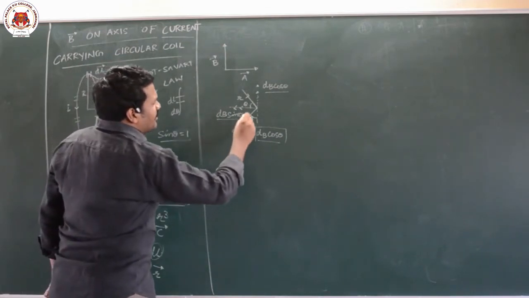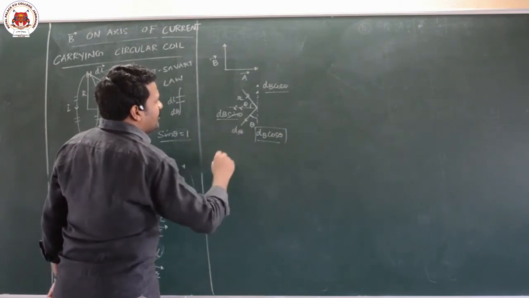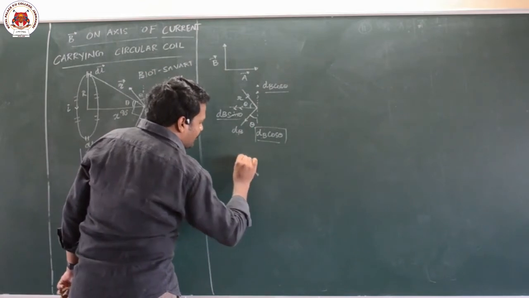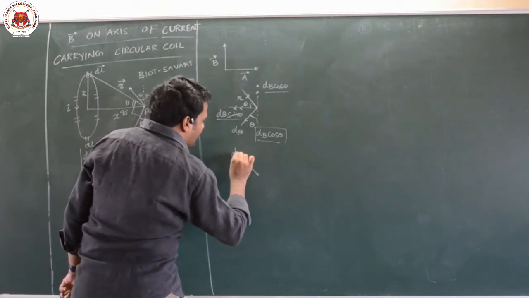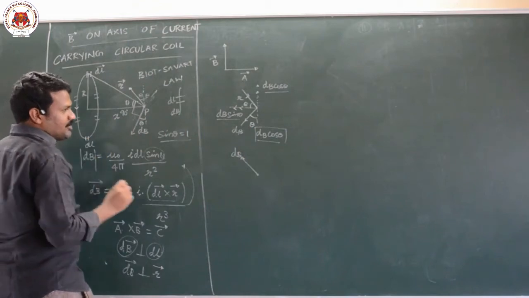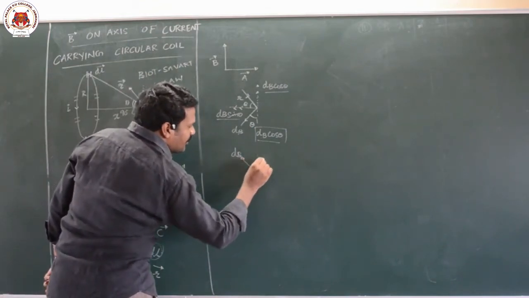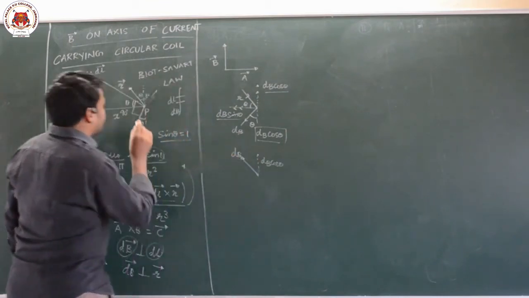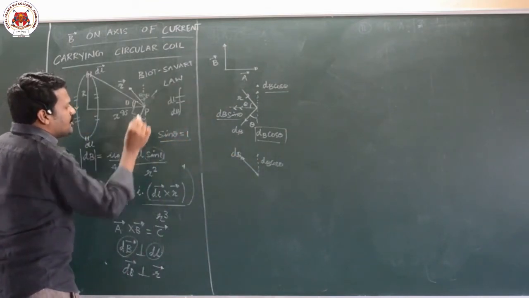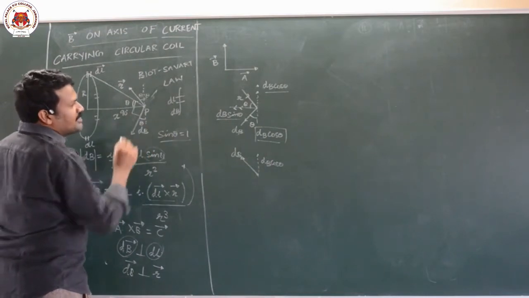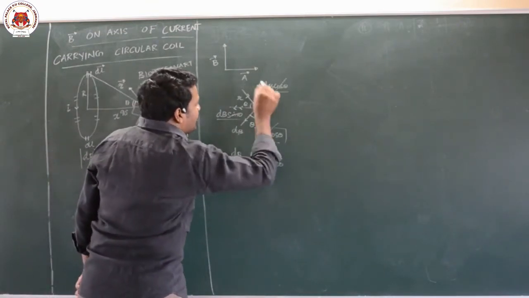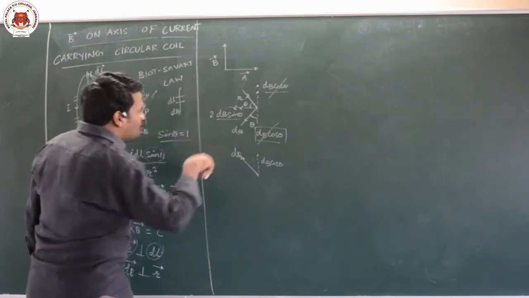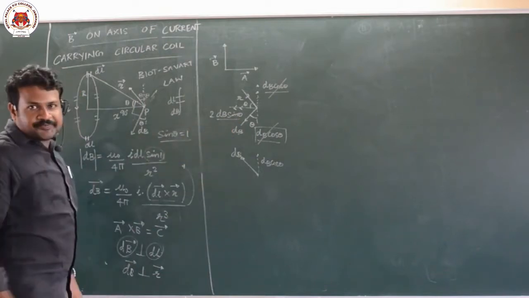If I again resolve that, you will get here dB cos theta. So at P again I will draw one more magnetic field. This is dB due to the opposite element. If you resolve that, here you will get dB cos theta. This dB cos theta and this dB cos theta will be exactly opposite, and they will cancel each other. So the net magnetic field in this direction due to two elements is 2 dB sin theta.